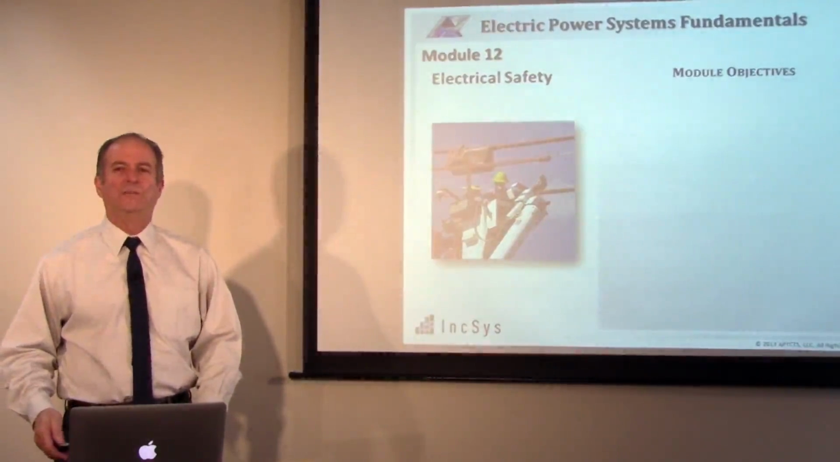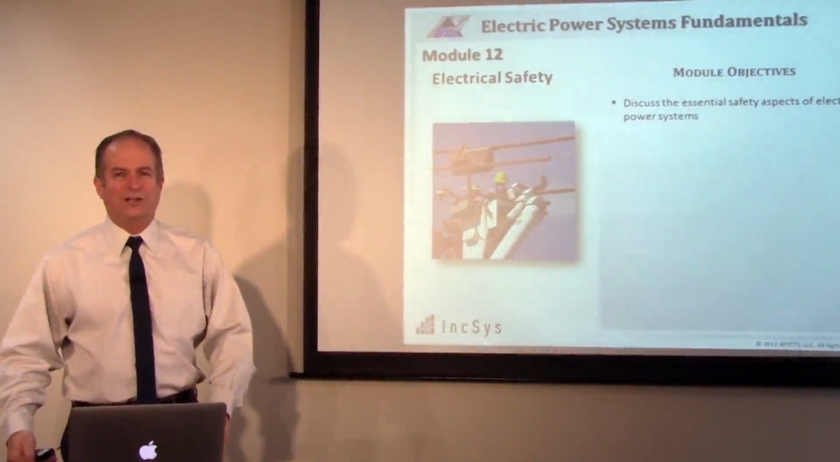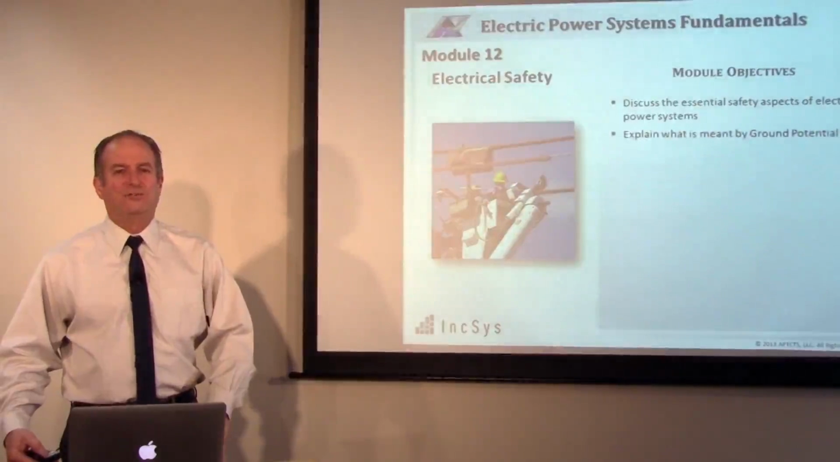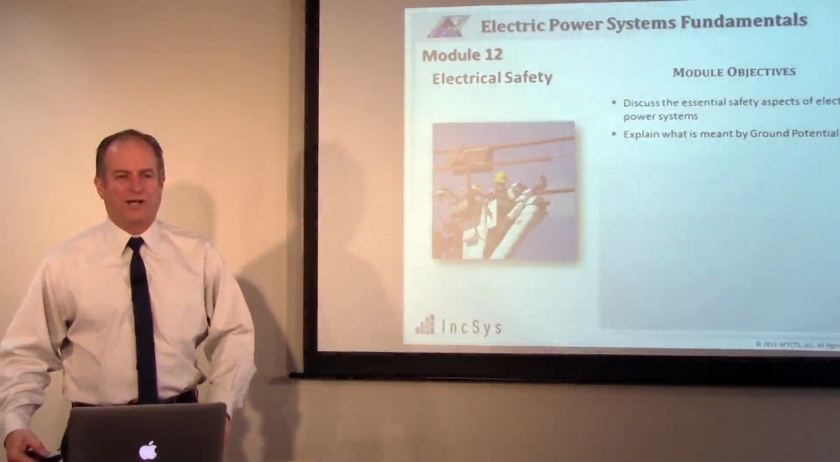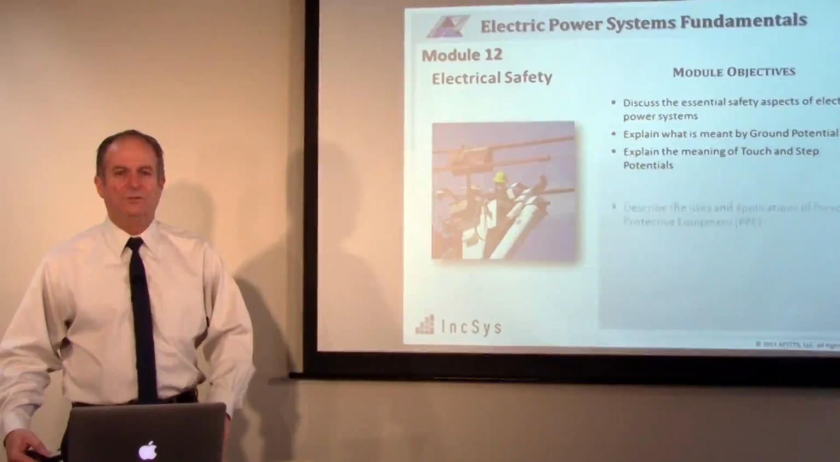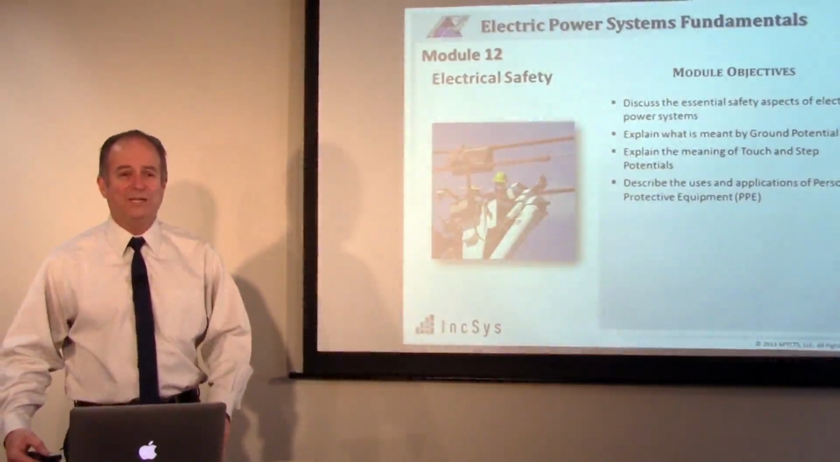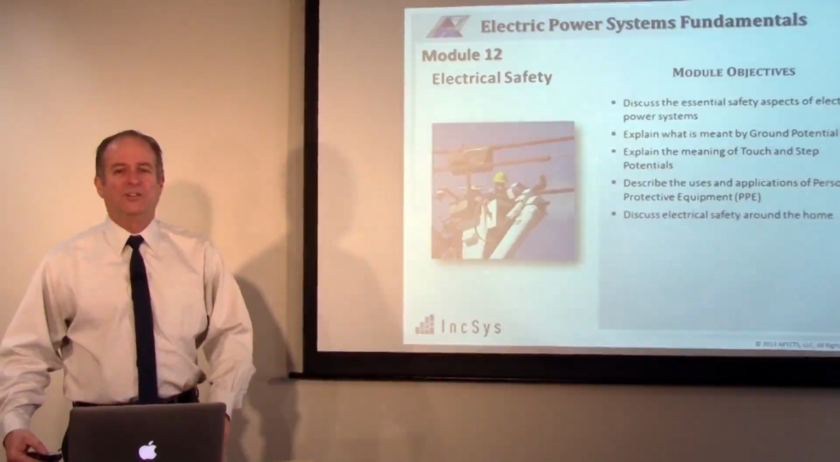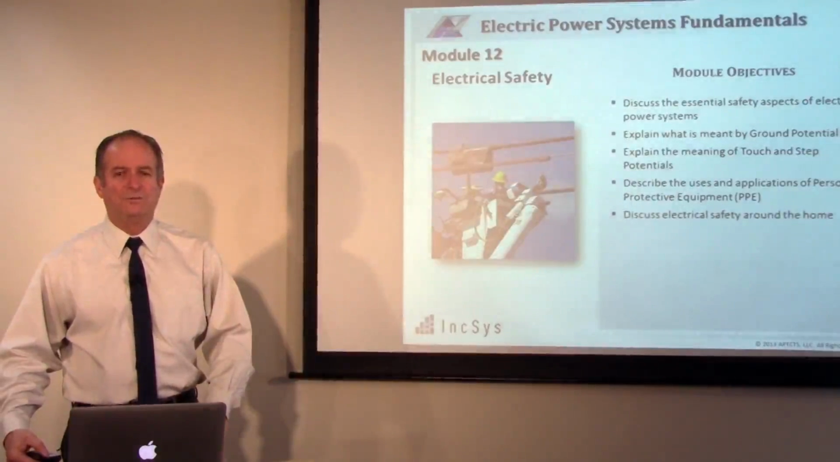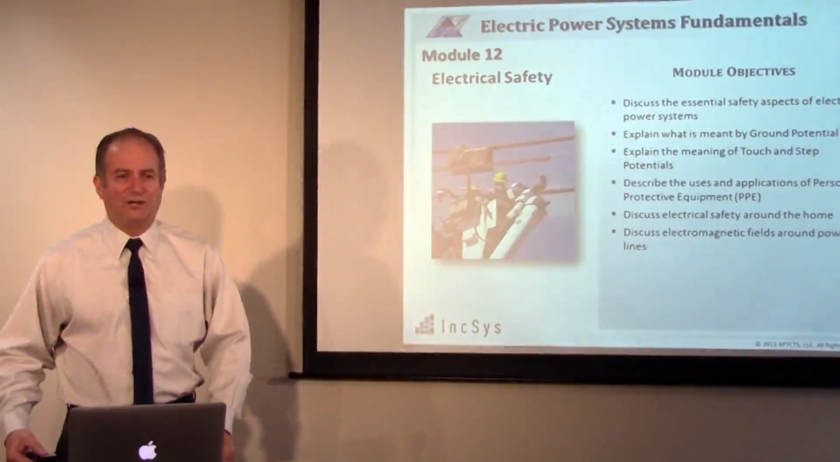So in this module, the objectives are: discuss the essential safety aspects of electrical power systems, explain what is meant by ground potential rise, explain the meaning of touch and step potentials, describe the uses and applications of personal protective equipment, referred to commonly as PPE, discuss electrical safety around the home, and discuss electromagnetic fields around power lines. These are the areas that we're going to be focused on here in this module.